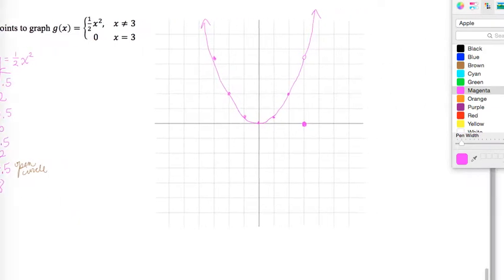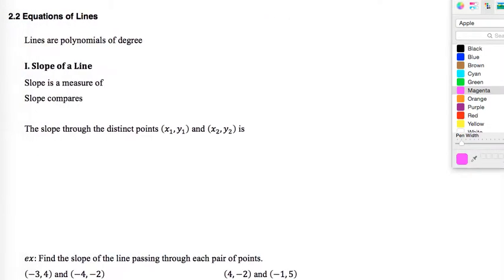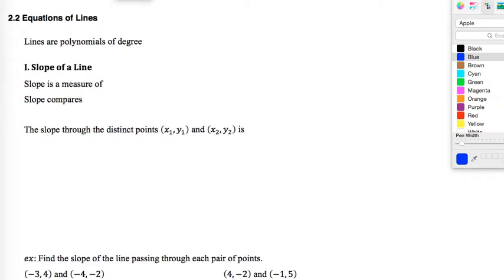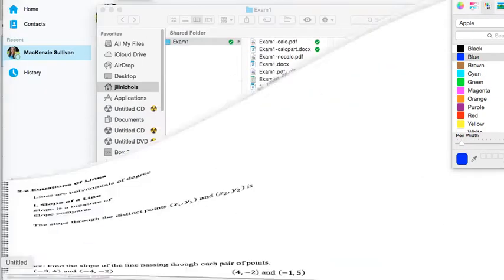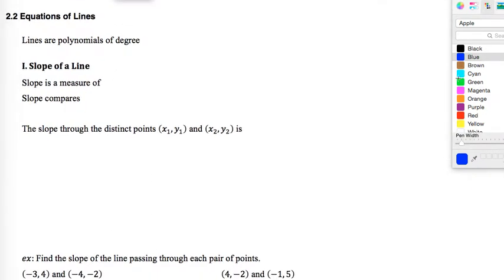Moving on then to lines. So lines are polynomials of degree 1. There we go. Slope, that's the steepness. It's a measure of the steepness. In order to measure the steepness of the line, it compares the change in the y value to the change in the x values between 2 points.